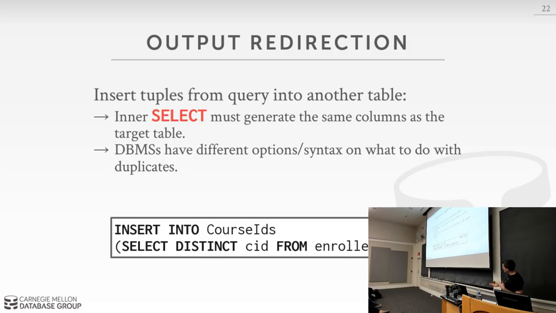Now, where things get weird is when you have constraints on the table you're trying to write into, and the select statement violates those constraints. Let's say I have a primary key on my table that says I can't have any duplicate student IDs, and then my insert query tries to insert duplicates. Some database systems will throw an error immediately as soon as they see a duplicate, and no tuples get written. Others will insert the ones that succeeded and ignore the ones that failed, or maybe just crash right away. So again, the SQL standard says this is the syntax to use, but how the systems actually implement it will vary widely.